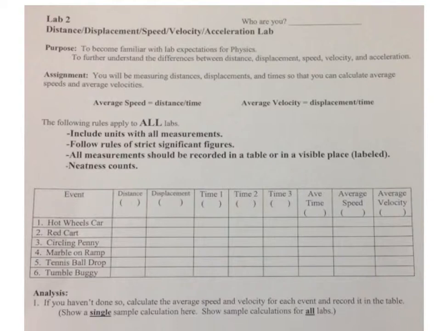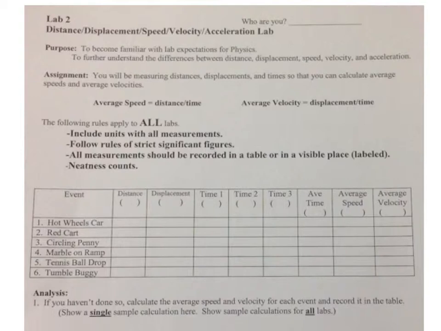Follow all the strict rules of sig figs as you make measurements. Get as many significant digits as you can with your measuring device. You'll be measuring distances and displacements with a meter stick or a ruler, and you'll be measuring time with a stopwatch, probably the stopwatch function on your iPad. Make sure you round all your measurements or your computations according to the rules for sig figs.